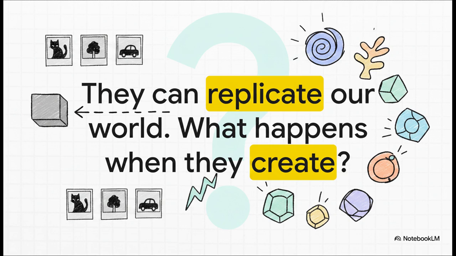And all of this leaves us with a really fascinating thought. We've built machines that can perfectly replicate our world. But as they get better and better, they're moving beyond just replication, and they're starting to generate truly novel ideas. So the question is no longer if they can create. The real question is, what will they create next?